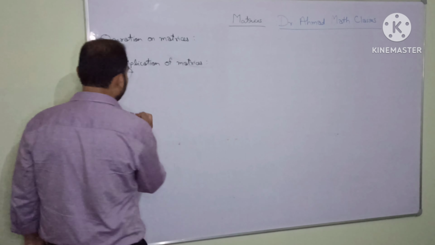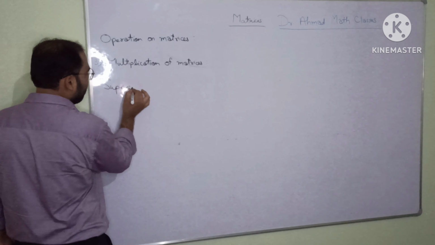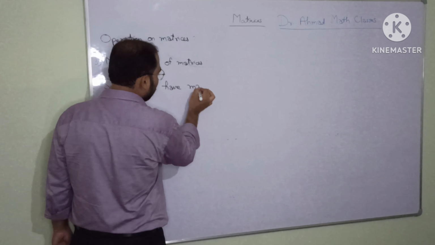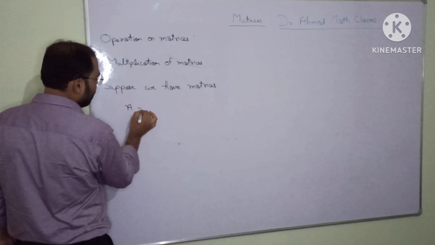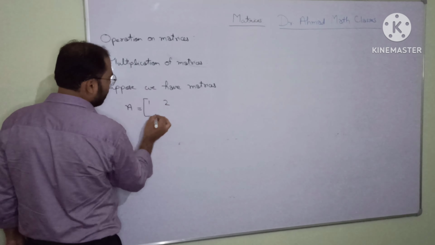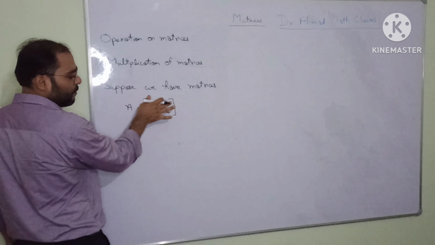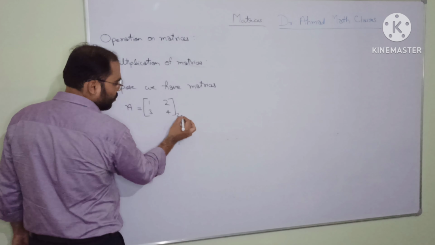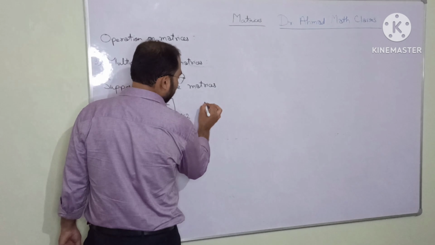Suppose we have matrices A is equal to 1, 2, 3, 4. The order of this matrix: here the number of rows is 2 and the number of columns is also 2. So its order is 2 by 2. Now we have another matrix B.